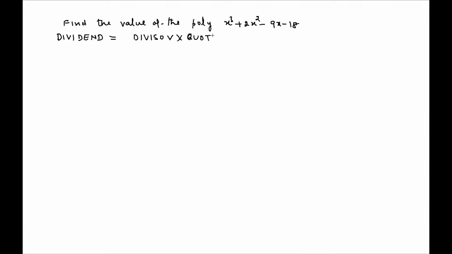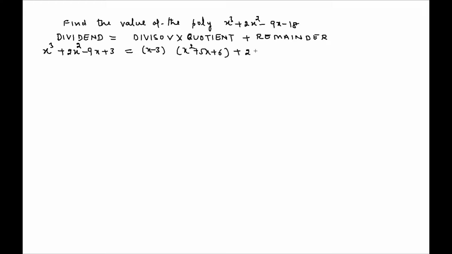Now the last step is you have to find the value of x cube plus 2x square minus 9x minus 18. Write the division algorithm. Dividend is equal to divisor into quotient plus remainder. So x cube plus 2x square minus 9x plus 3 is equal to x minus 3 in one bracket, x square plus 5x plus 6 as the quotient, plus 21 as the remainder. Take minus 21 to the left hand side. I'll have x cube plus 2x square minus 9x plus 3 minus 21 is equal to x minus 3 times x square plus 5x plus 6.